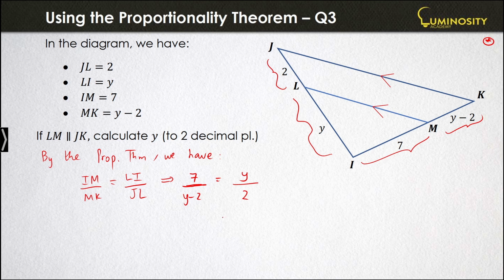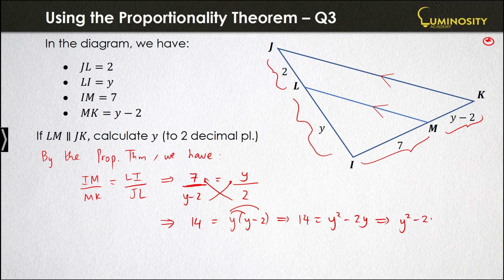So now I need to solve for Y here. What I can do is cross multiply both sides by 2 and then by Y minus 2. So 7 times 2 is 14, and Y times Y minus 2. I can distribute the Y into the bracket, so I get 14 equals Y squared minus 2Y. Then I can bring over that 14, so I get Y squared minus 2Y minus 14 equals 0. So now I've reduced this geometrical problem using the proportionality theorem to an algebraic problem, which uses a quadratic equation set equal to 0.